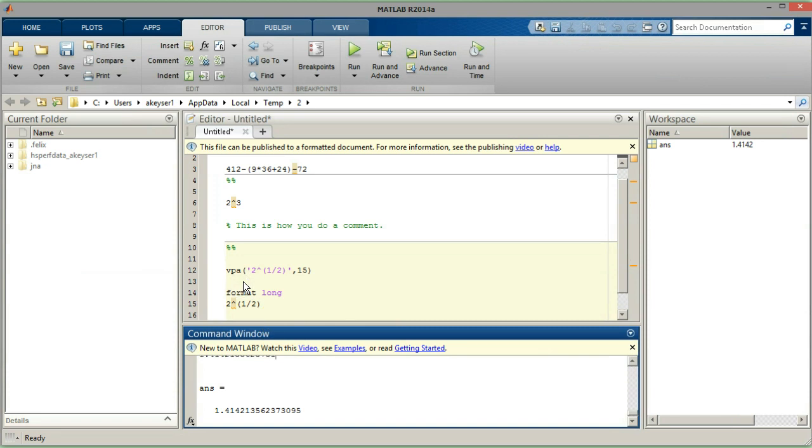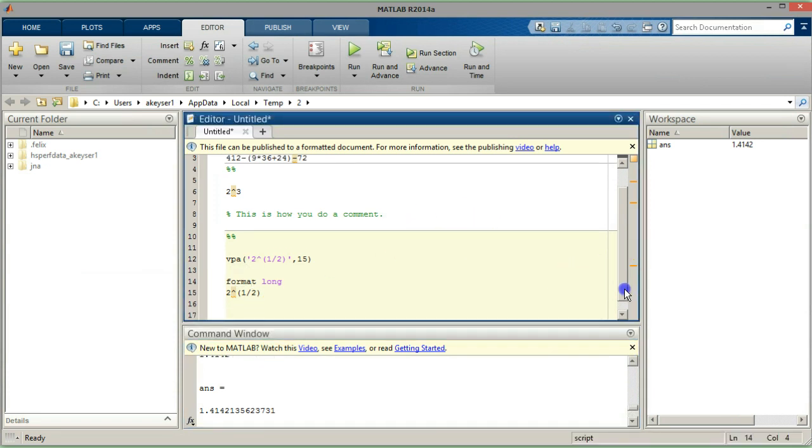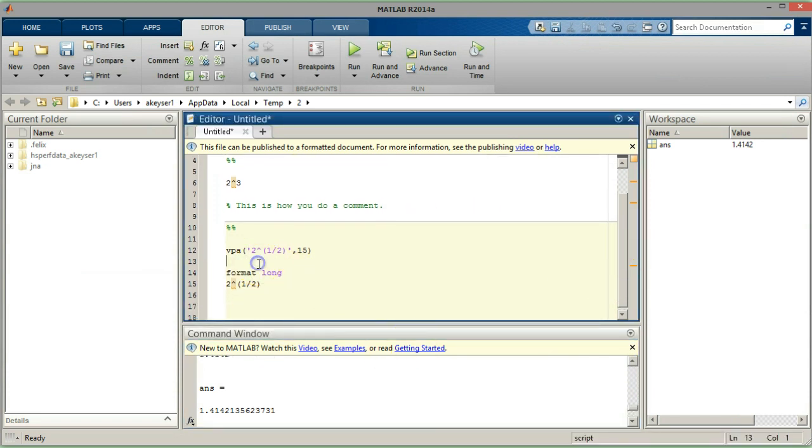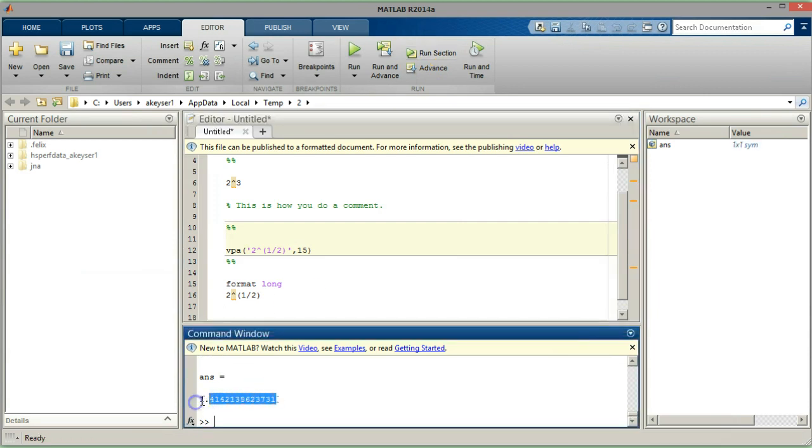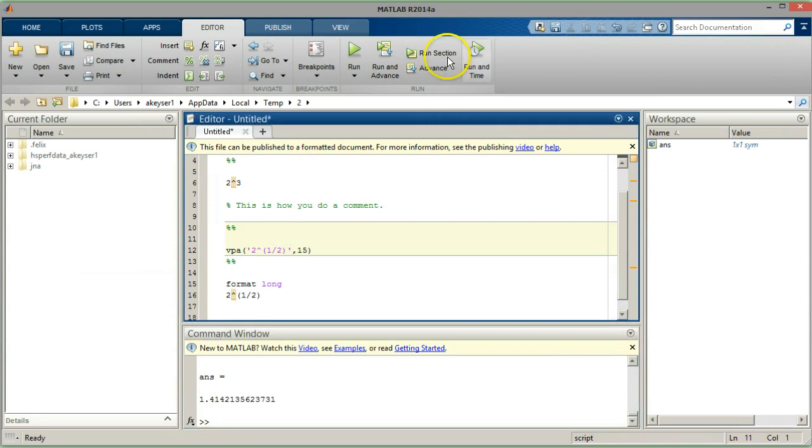Let me try to separate this. I think I put something in. Let me put this as a separate section. So let's run this section. If we run this section, we get this. So let's count. So the section that we're currently in is the VPA section.